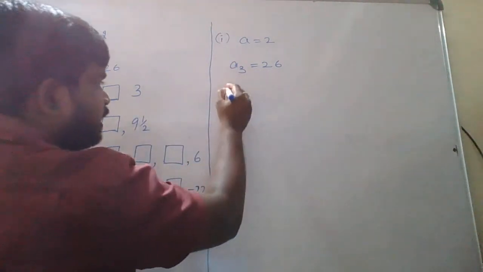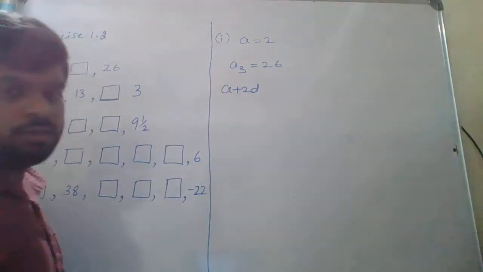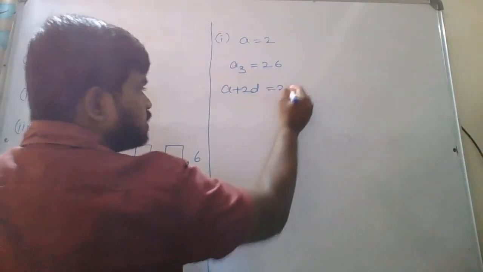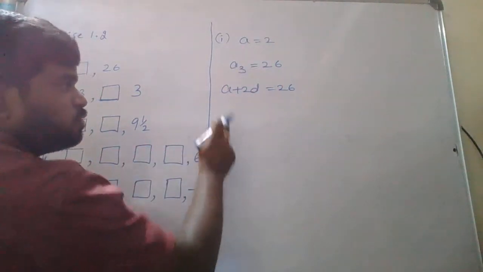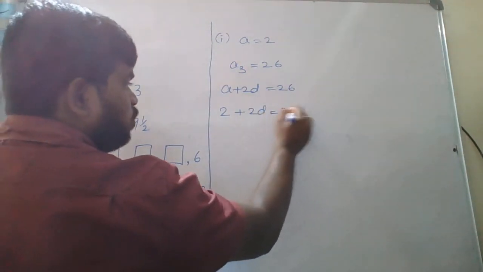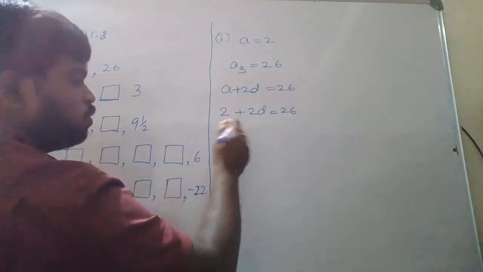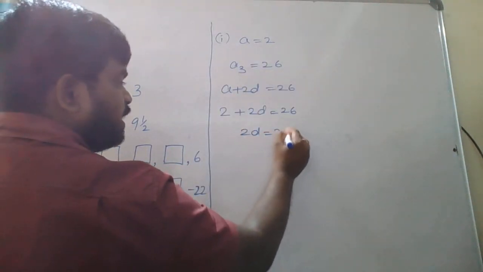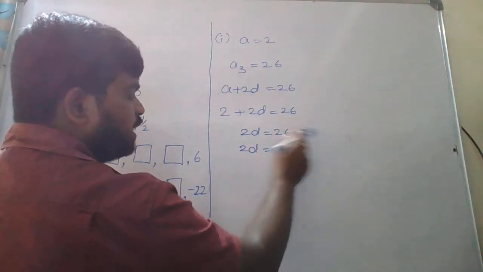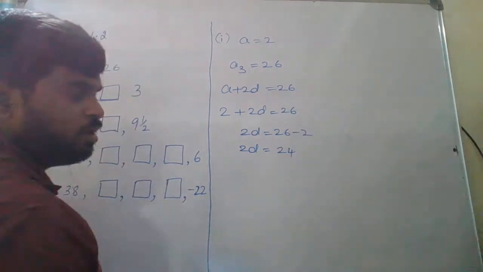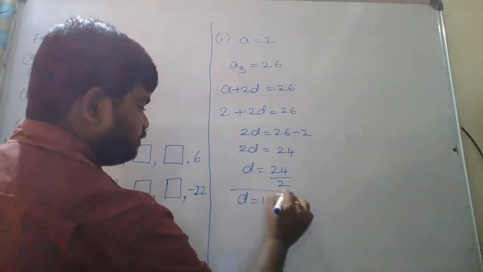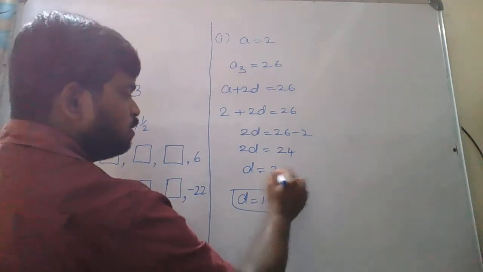The third term, we know that it can be written as A plus 2D. You can also use the formula to find it, or directly A3 will be A plus 2D equal to 26. Now you know the value of A, isn't it? So substitute here. A value is 2, so 2 plus 2D is equal to 26. Transpose 2 to the other side. 2D equals 26 minus 2, since 2 to the other side will become minus 2. 2D is equal to 26 minus 2, which will give you 24. Therefore, D is equal to 24 by 2, which implies D is 12.